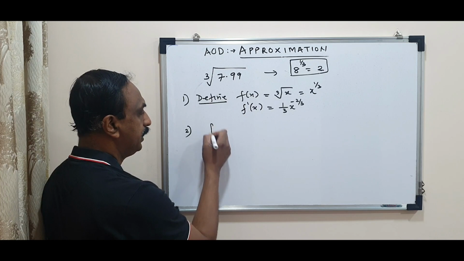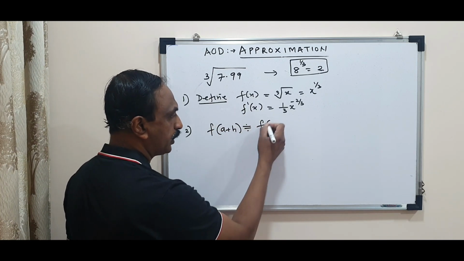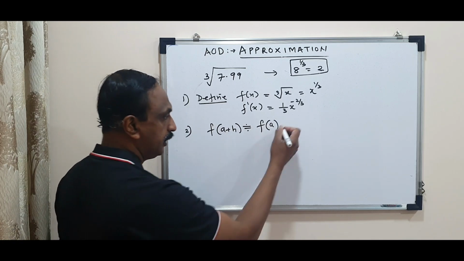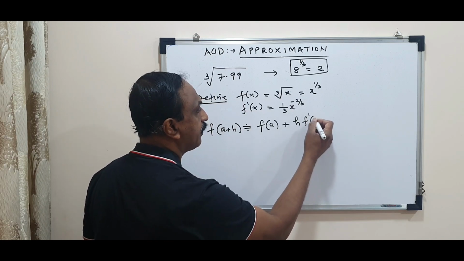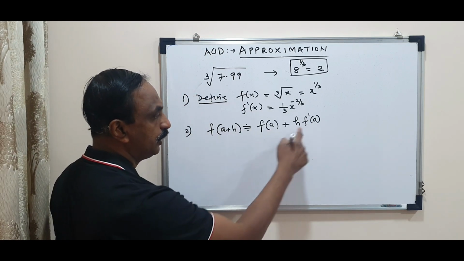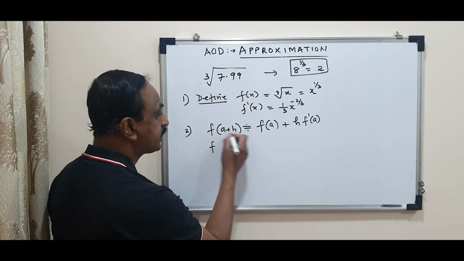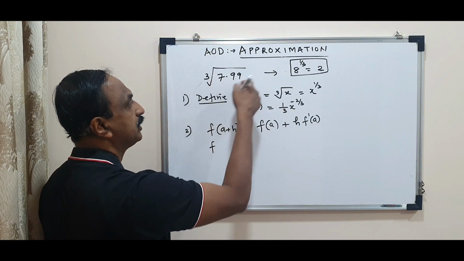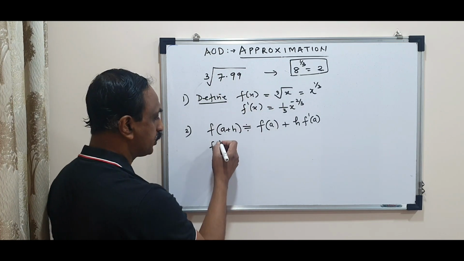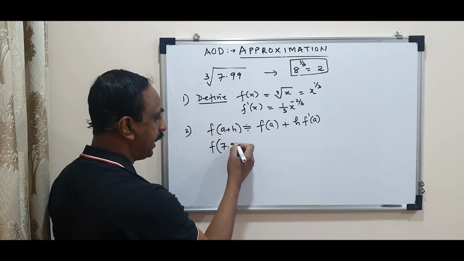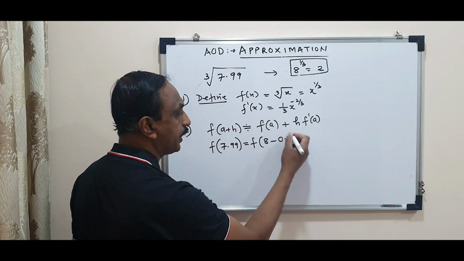What is our formula? f of a plus h approximately equal to the original value of the y-coordinate f of a, plus something more. What is something more? h into its derivative's value. Original value plus something more will give me the new value of the function. Now what is a plus h? The number is a plus h. How should I write the number as? 8 minus something. So I can write 7.99 as f of 8 minus 0.01.